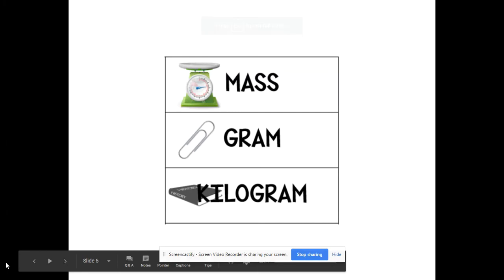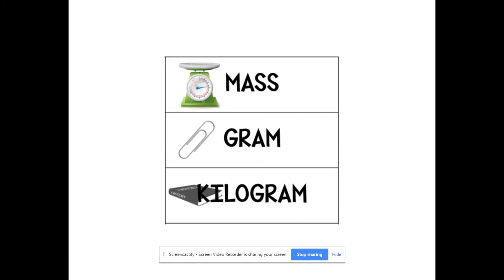Today in math, we're going to be measuring the mass of objects using either grams or kilograms. In your interactive notebook, you glue down this foldable with definitions behind each one. Remember, a gram is the same amount as one paper clip. So imagine in your hand that you're holding one paper clip. You are essentially holding 1 gram.